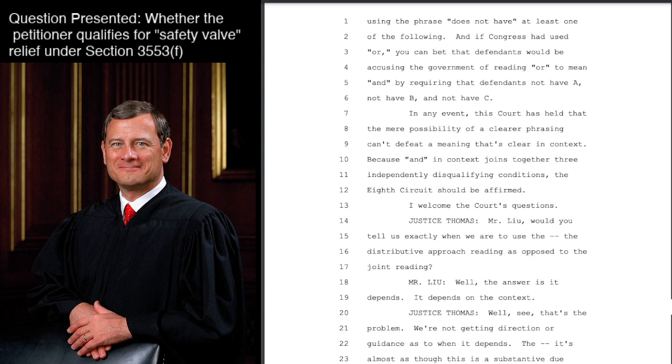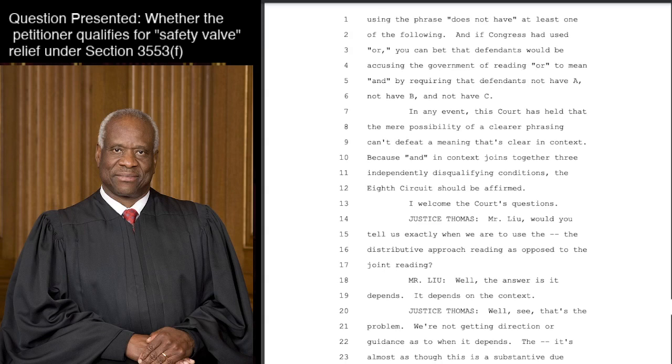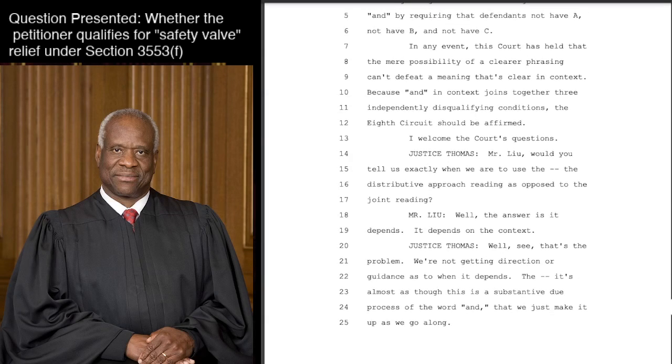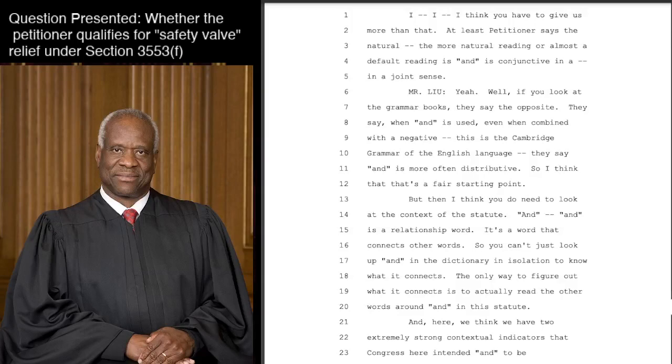Mr. Liu, would you tell us exactly when we are to use the distributive approach reading as opposed to the joint reading? Well, the answer is it depends. It depends on the context. Well, see, that's the problem. We're not getting direction or guidance as to when it depends. It's almost as though this is a substantive due process of the word "and," that we just make it up as we go along. I think you have to give us more than that.